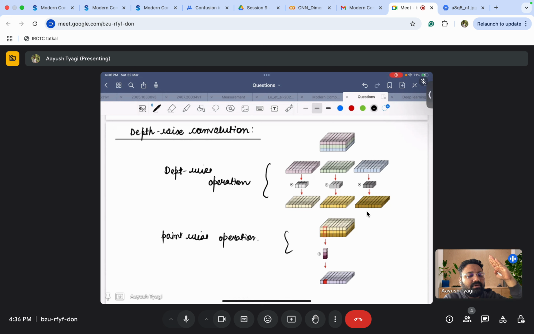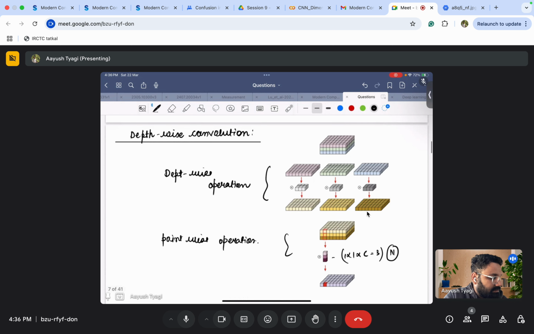In the traditional case, you are basically learning for all the three channels. In depth wise operation, you are learning a filter for each channel, and then you do a point wise operation where you learn a 1 cross 1 cross C filter, where C is 3 in this case, and you will learn n such filters here. You will get the same output as you would get in the traditional manner. But why do people generally do it? Because it's a more efficient way of doing it. There are papers which actually use depth-wise convolution, because the number of computations required for a depth-wise convolution is less than the traditional convolution operation.